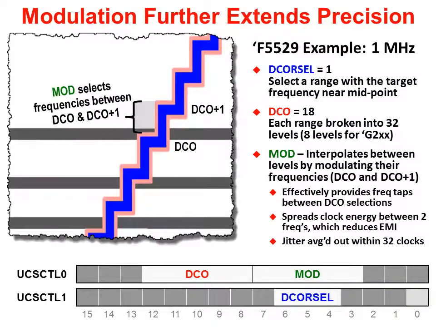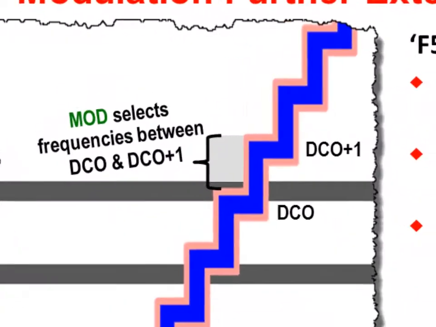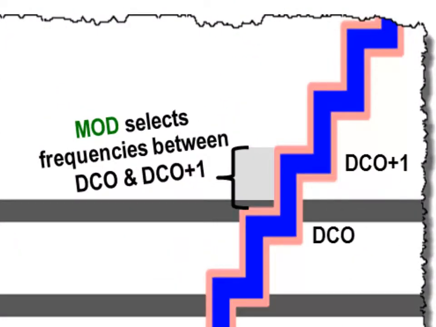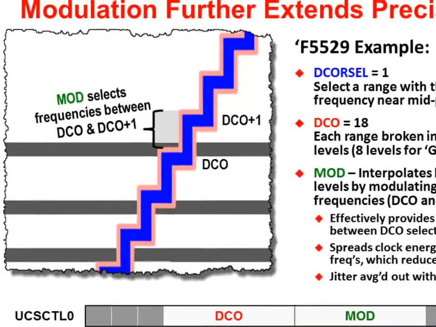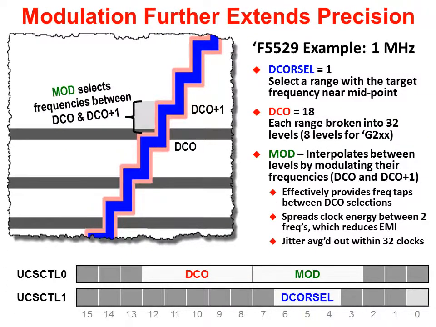What happens though if the frequency we're interested in happens to fall between two different DCO values? So maybe between DCO set equal to 18 and DCO set equal to 19. The digitally controlled oscillator has a modulation feature that lets us get frequencies in between the DCO and DCO plus 1. The modulator actually does this by modulating between those two frequencies to get an effective or an average frequency closest to the one you want.